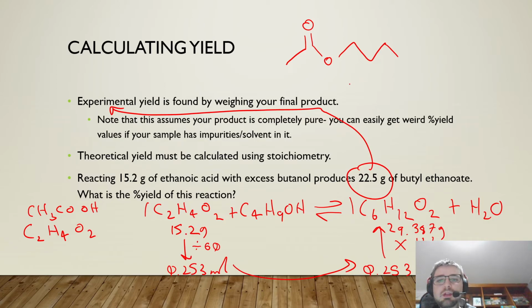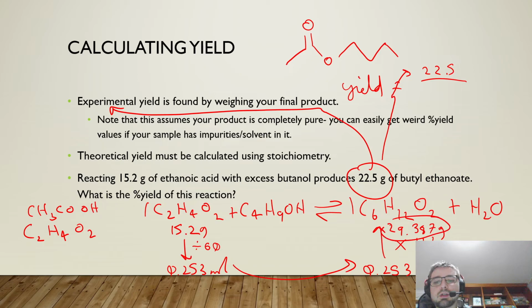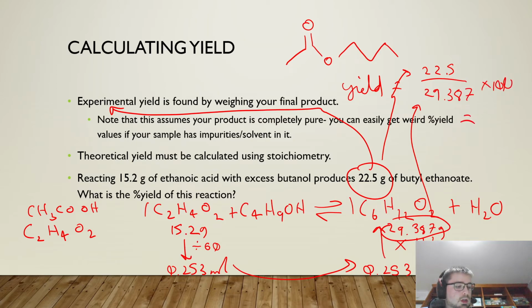So remember our yield equation. Yield is going to be equal to the experimental yield, 22.5, over the theoretical yield, which is 29.387, times 100. So 22.5 divided by our previous answer times 100 is going to give us, what are we going to round it to? 3 significant figures, 76.6% yield, which is pretty good. Not too bad.